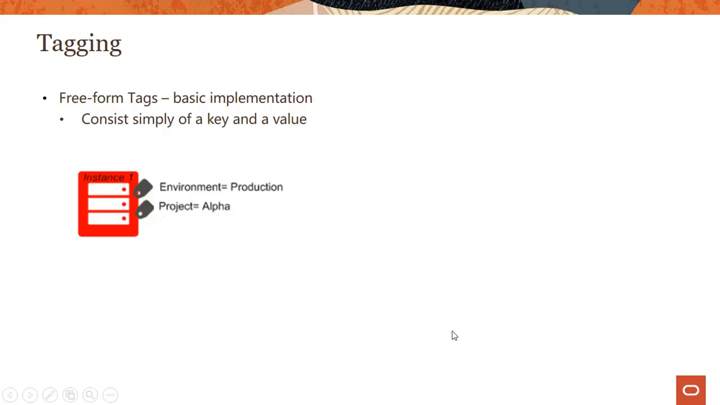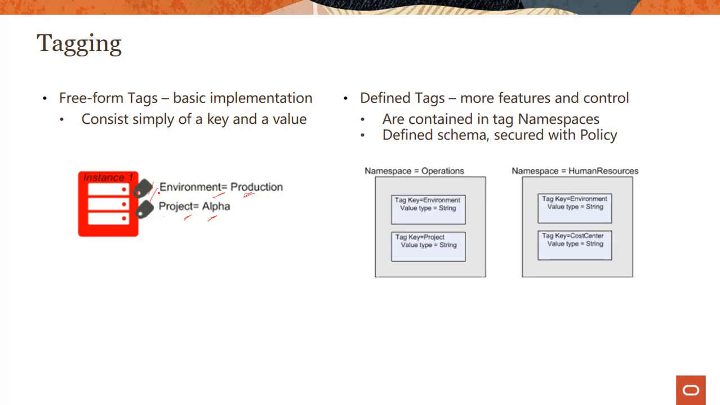When it comes to tagging in OCI, there are two kinds of tags which are supported today. The first category would be familiar to folks who have worked with other cloud vendors, and that's the concept of freeform tags. This is a basic implementation and it consists of a key and a value. Right here you have a compute instance and a couple of tags which you have applied. The first tag's key is environment, the value is production. The second tag's key is project, the value is alpha, and you can see these two tags here. It's really simple, freeform, you can define whatever tags you like.